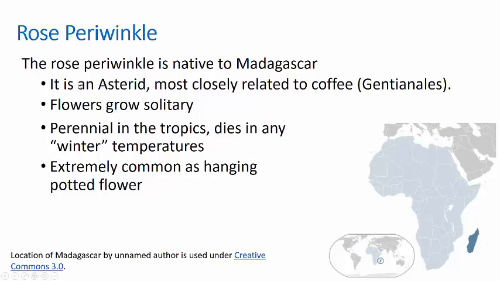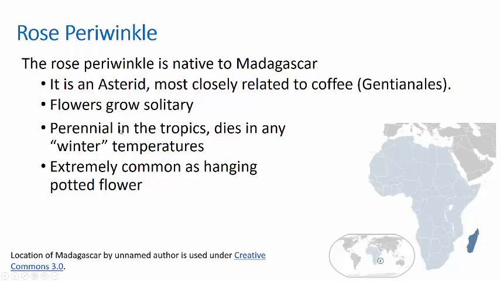Okay. It is an asterid, and it's going to be one of those close relatives of coffee again. So, gee, the coffee family is getting pretty big. So we have the fever tree, and now we have the periwinkle. And yay, finally, a solitary flower. Everything before here was just all of these inflorescences.